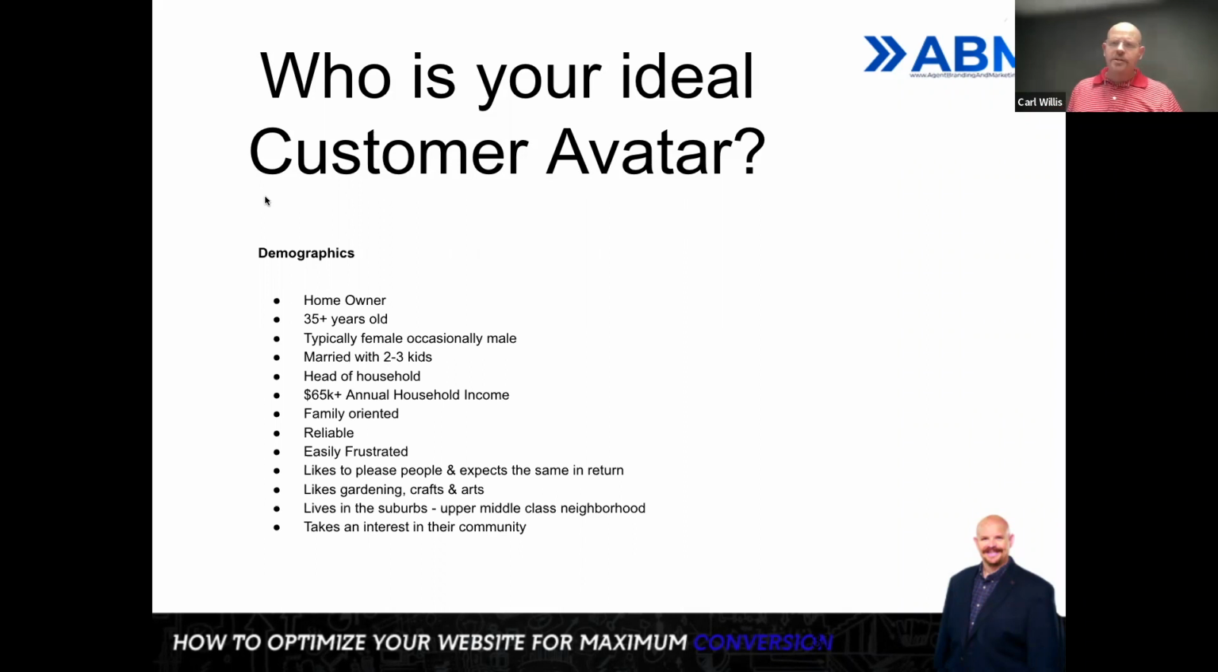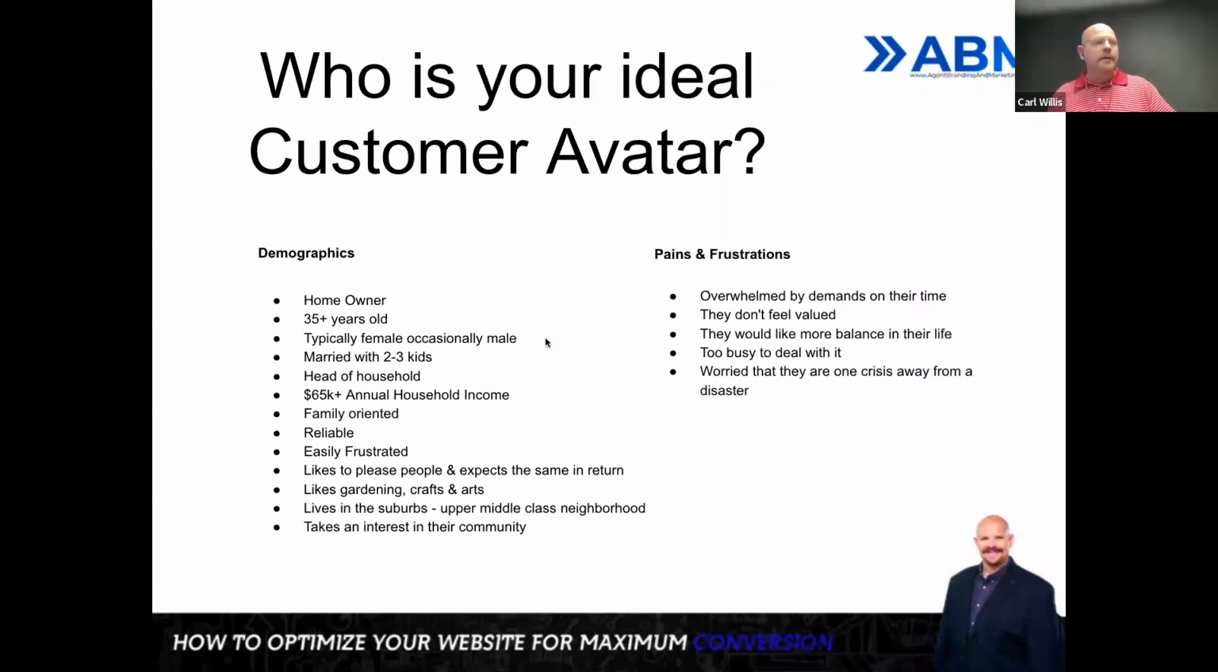And so we want to look at their demographics. You know, they're a homeowner, 35 years old. The female's driving the decisions. They're married with 2 to 3 kids, head of household. They make more than $65,000 a year, family oriented, reliable. They get frustrated easily. They like to please people. They expect the same in return. They're into gardening, crafts, arts, live in the suburbs, upper middle class neighborhood, and they're involved in their community.